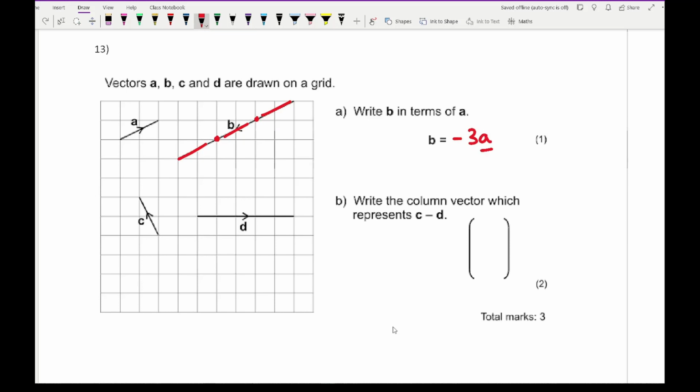For part B, it says write down the column vector of C to D. Well, C is minus 1, 2. And D is 5, 0. So taking those numbers away, I've got minus 1, 2, 5 and 0. Taking those two things away, I get an answer of minus 6 and 2.